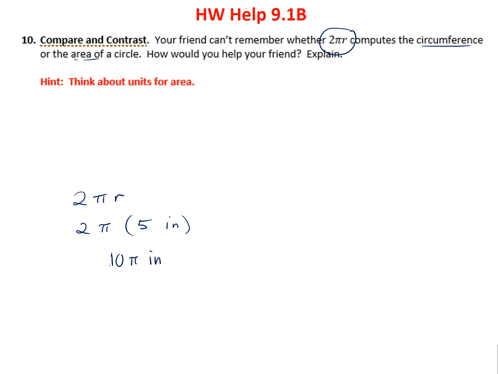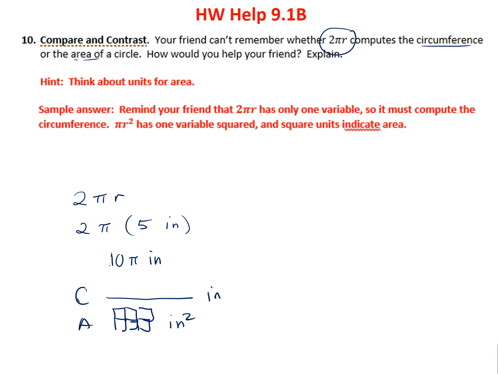Well, remember the difference between circumference and area: circumference implies a length, whereas area implies how many squares do you have. So area always has squares. So in other words, circumference would be inches, but area would be inches squared. So in this case, we can conclude then, since the 2 pi r only has one variable, it must compute the circumference. Pi r squared, you see, would give us r squared or inches squared. So in this case, 2 pi r is the formula for circumference.